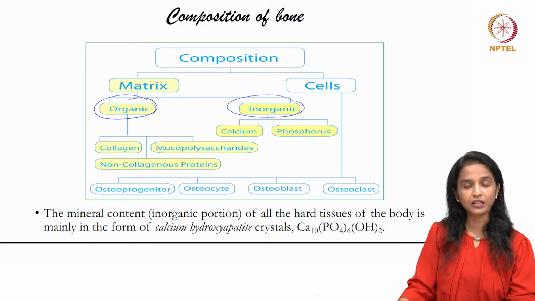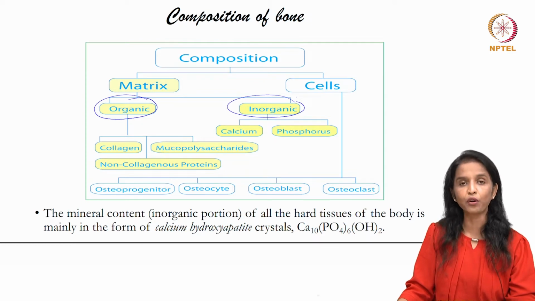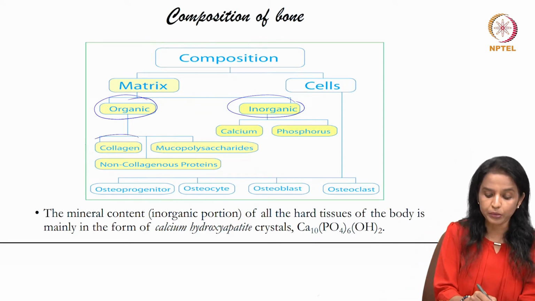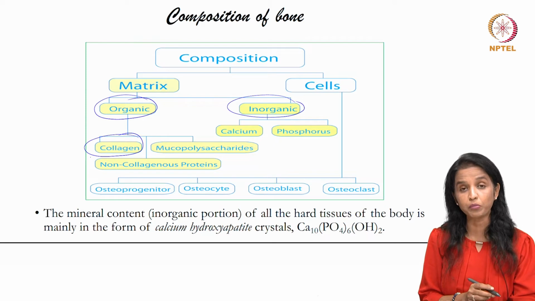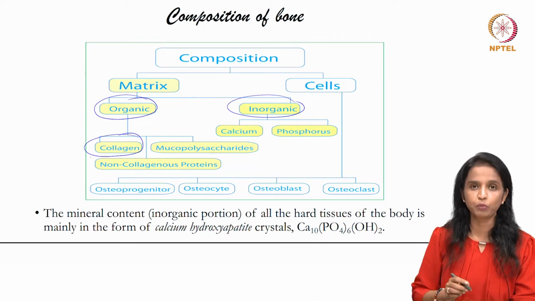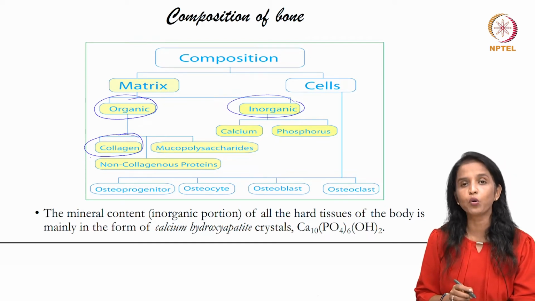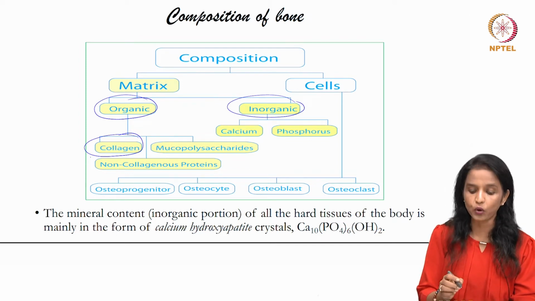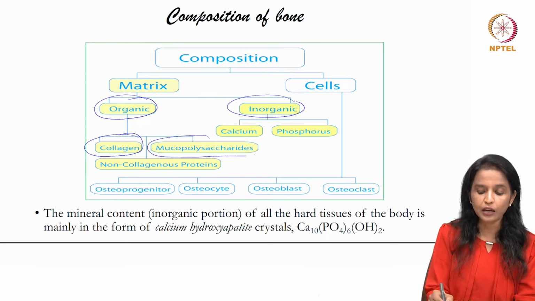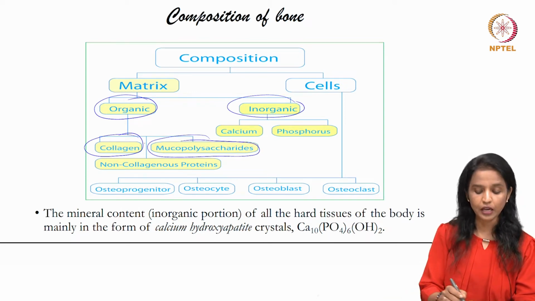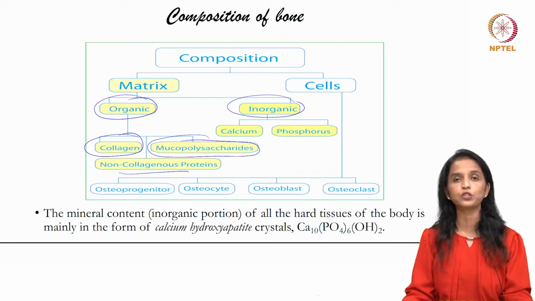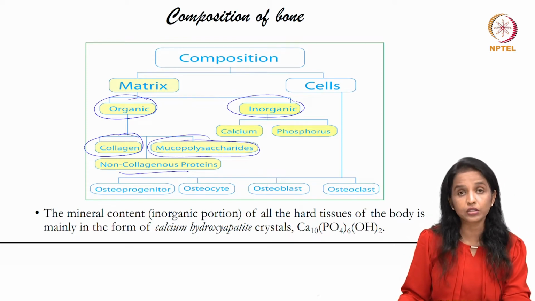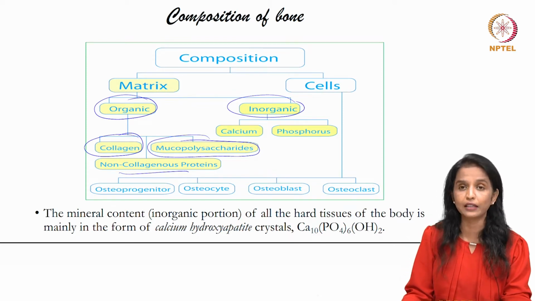The organic matrix is laid first, following which the mineralization steps happen in a sequence of events. This organic component has collagen, which is the most important part of the bone, and the collagen in bone is mostly type 1. Type 1 is the predominant collagen in the hard tissues, and further we have mucopolysaccharides and other non-collagenous proteins, very frequently called NCPs.